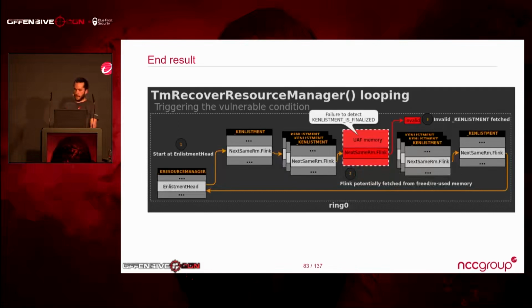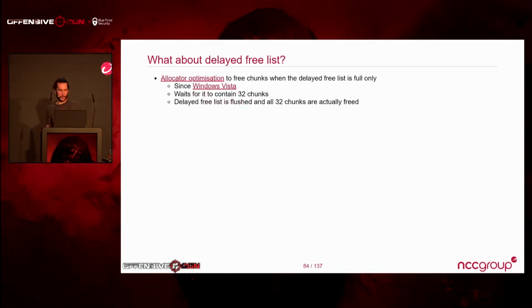So here we failed, well, we succeeded in the exploit to replace the enlistment with a fake enlistment, which contains a next same RM flink pointer, which is pointing to something. The thing I didn't explain here is the delayed free list.